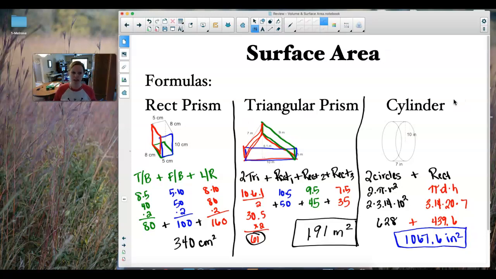Okay, so that was a quick overview of how to find the surface area of each of the different shapes that we've talked about. Now your job is to finish the last 3 problems in this quiz. There'll be 1 rectangular prism, 1 triangular prism, and 1 cylinder. But remember, we're now finding surface area.